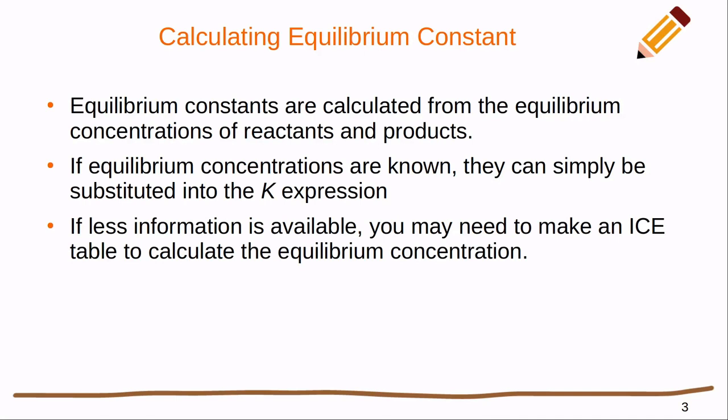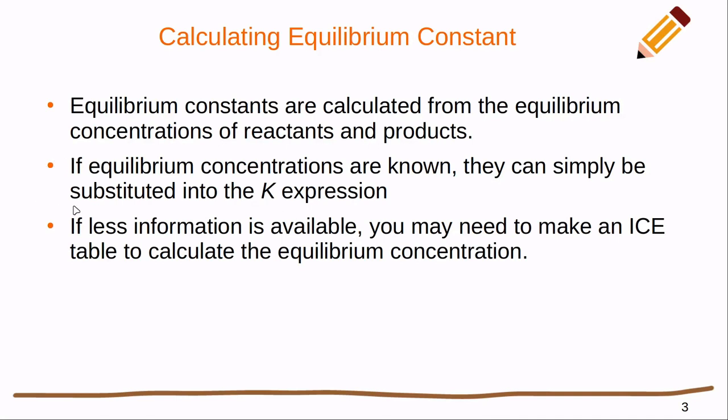Well, the first thing we're going to do is talk about calculating equilibrium constants. We know that equilibrium constants come from the concentrations or the pressures of the reactants and products, so we're going to have information about what those concentrations are at equilibrium. If we know them directly, we just have to plug them into our K expression. We have to be able to derive the K expression from the reaction and plug in those equilibrium concentrations.